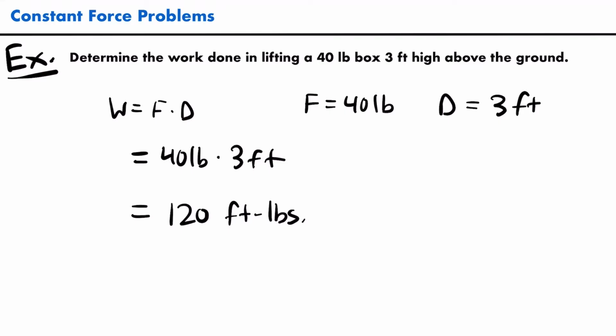All right, and so in the US customary unit system, foot-pounds is probably going to be the most common unit that you will see for work. You may see some other units, which we'll look at in a second, but 120 foot-pounds is the work done in lifting a 40-pound box 3 feet high. All right, so the most important takeaway here is that a measurement in pounds is a force.